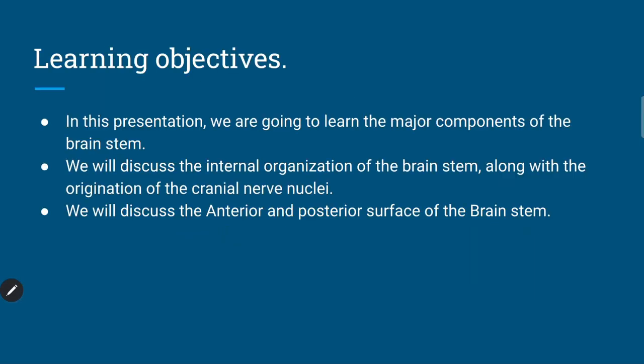So the learning objective, first of all, that's what we're going to look at. The first learning objective is that we're going to learn the major components of the brainstem. We will also go through the internal organization of the brainstem along with the origination of the cranial nerve nuclei. This is important because 10 out of 12 cranial nerve nuclei come from the brainstem.